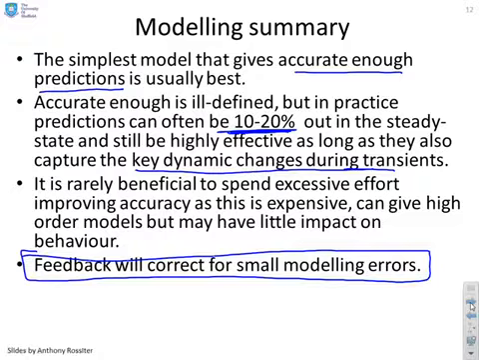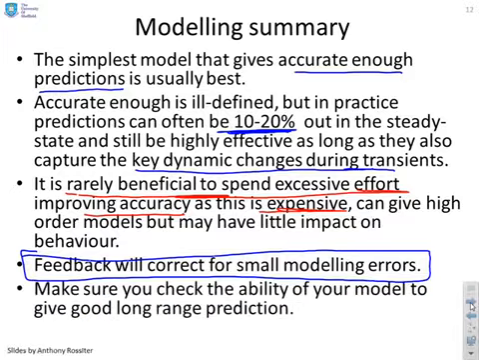And why is that important? Because it says it's rarely beneficial to spend excessive effort improving the accuracy of your models if this is unduly expensive or time consuming, because often the improvement in the accuracy of your predictions may have very little impact on the closed loop behavior. Now, the key thing: your model has to give you good long range prediction, because that's one of the key components of predictive control. If the long range prediction is totally out, then using this model will not be very wise.